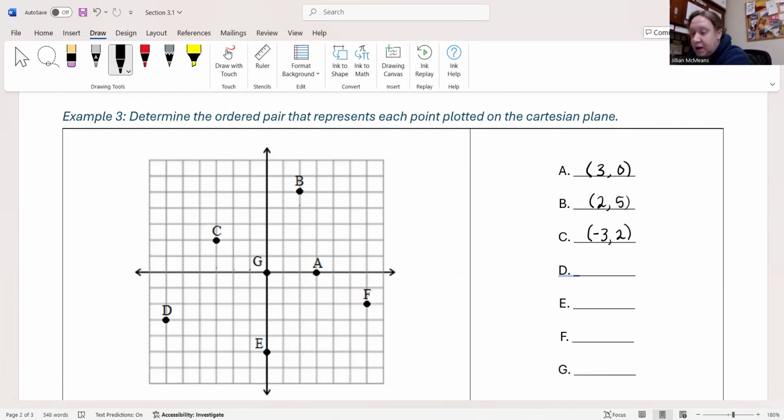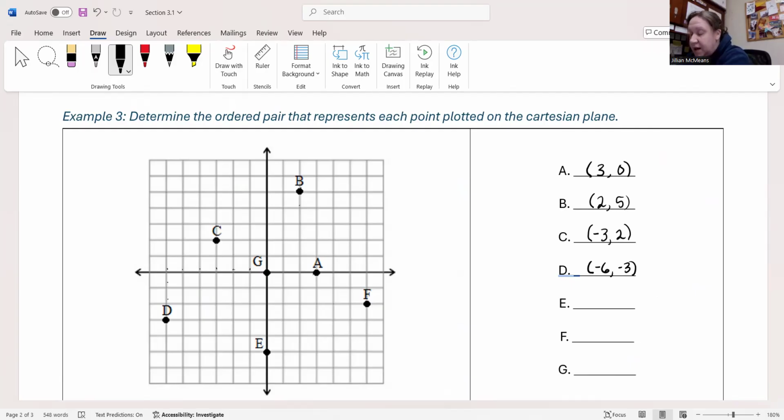All right. Now point D, hopefully you can see it is in quadrant 3. To get to D, I would have to go from the origin to the left 1, 2, 3, 4, 5, 6 units. And then from there, I would have to go down 1, 2, 3 units. So we would have an x coordinate of -6 and a y coordinate of -3.